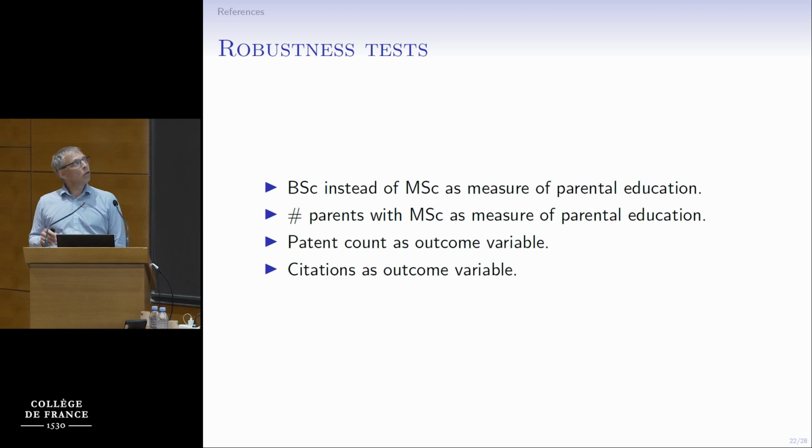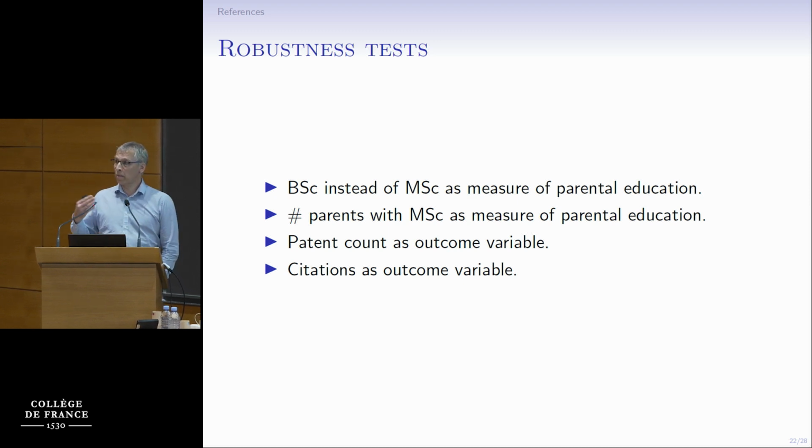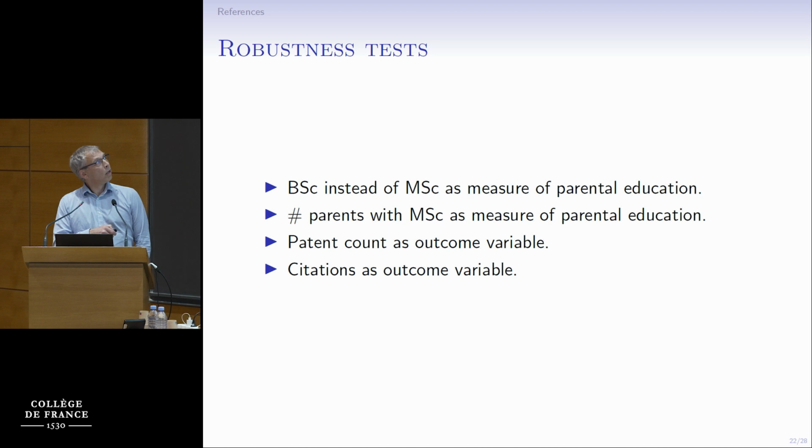Okay, what else do we do? Instead of using a master's degree as a measure of education, we use a bachelor's degree. What happens is we essentially replicate everything you've seen, but the coefficients come down. This suggests that actually it's not only parental education, but the level of parental education that is helpful in turning your offspring into inventors. We use the number of parents with an MSc as a measure of parental education, and we replicate what we have. We change the dummy outcome variable to number of patents or the citations to all of your patents, and we get essentially what you've seen so far.